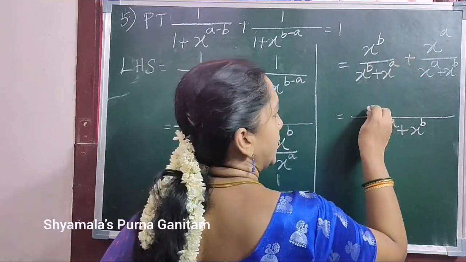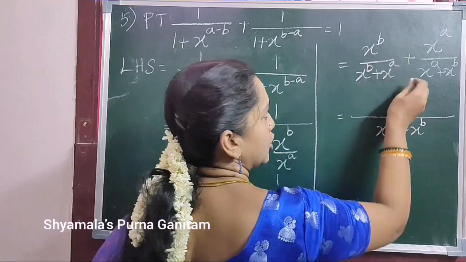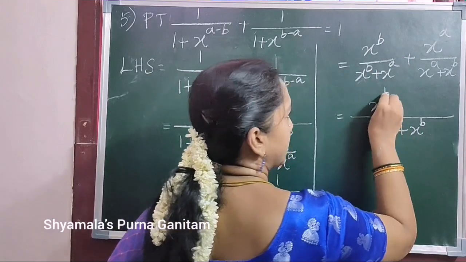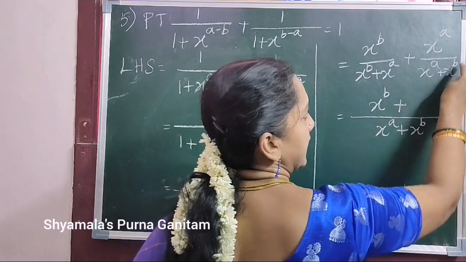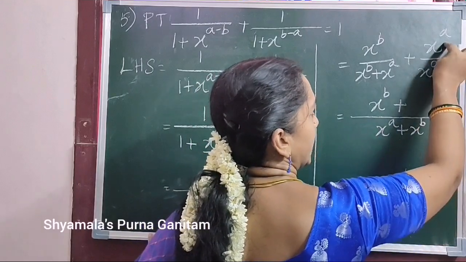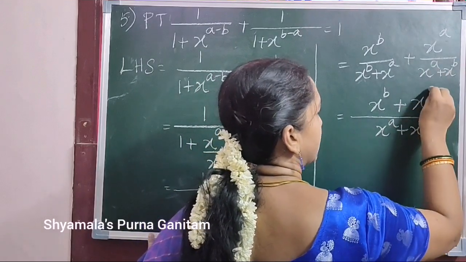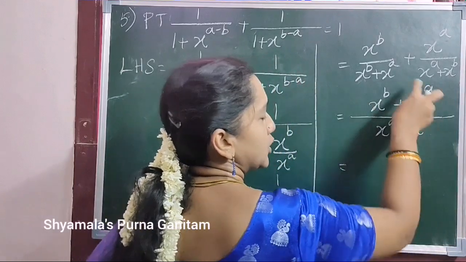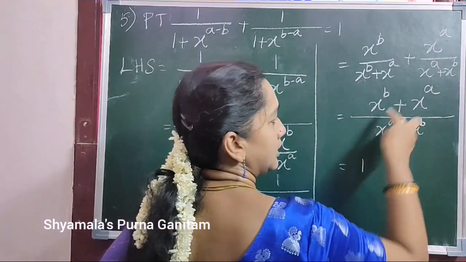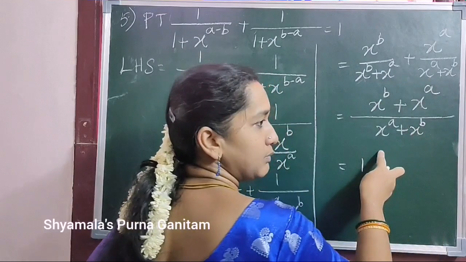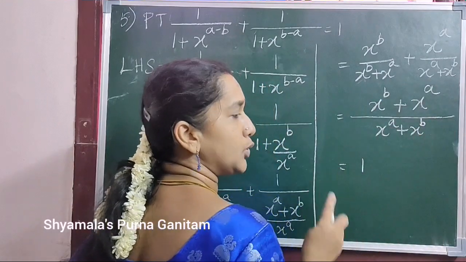So the power also into 1. So that is in the numerator also it is 1. So it is x power b plus. Same thing here also into 1. So x power a into 1 will be x power a. Okay. So when you simplify this you will get both the numerator and denominator have the same value. So when you cancel this you will get 1.